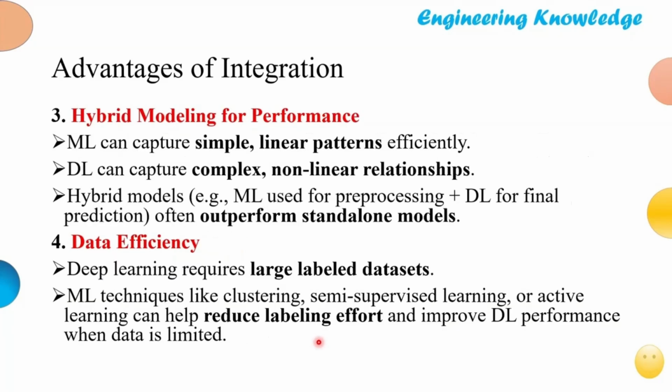Yes. A hybrid model is better for performance because machine learning models are basically for simple and linear patterns, while deep learning models are for more complex and non-linear relationships. So if I combine both, we get a hybrid model, which will be better in performance. The data efficiency increases because we will have a large number of labeled data. I will show this in this tutorial itself, how the number of features and levels increases.